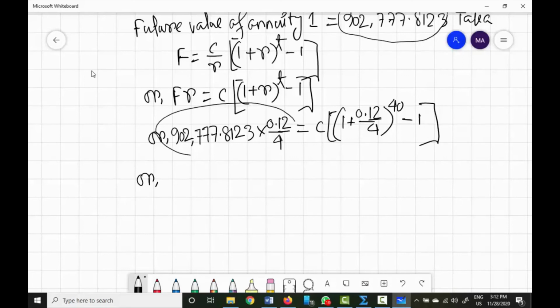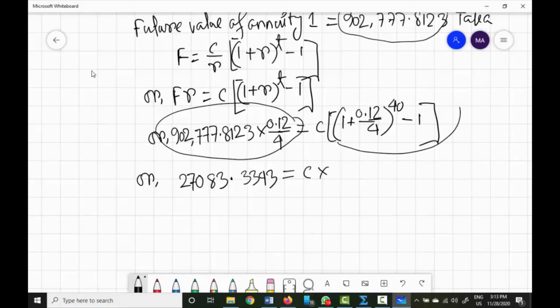So first of all let us calculate this one. 12% divided by 4, that means 3%, that is 0.03. So which is 27083.3343. This value was already in my calculator, I just multiplied by 0.03. That's why I got this value. You may get a slightly different value, don't worry. Right, C multiplied by.